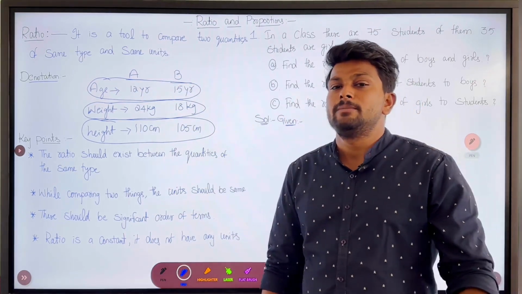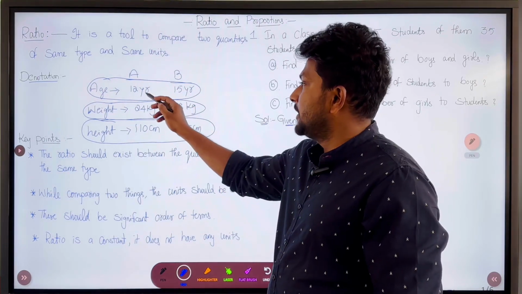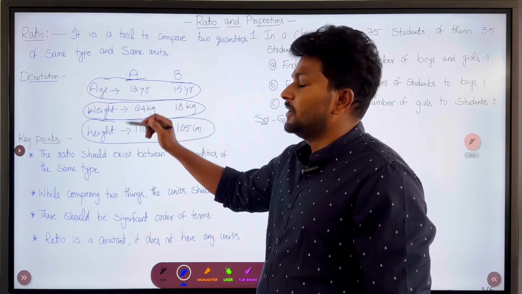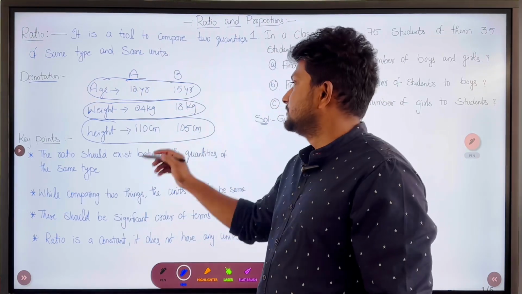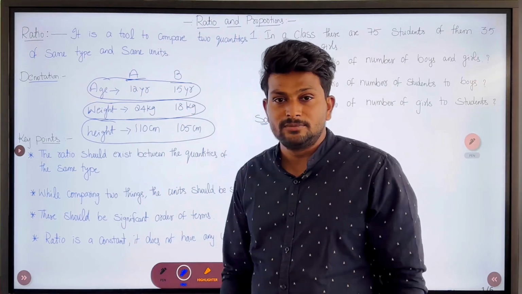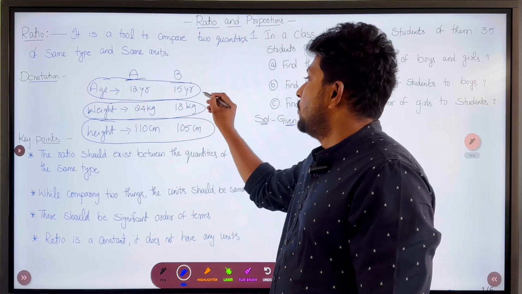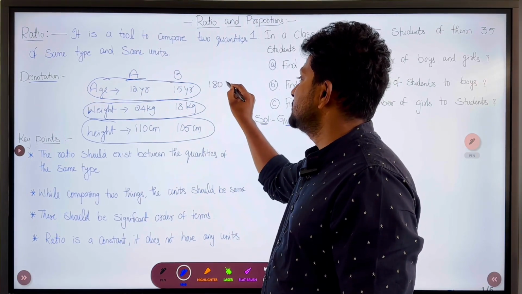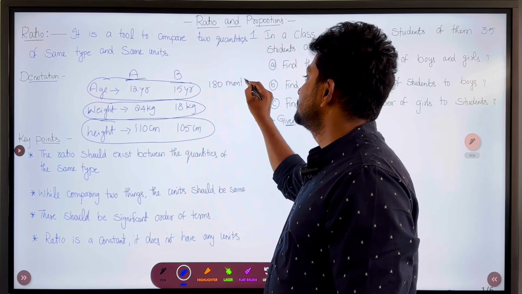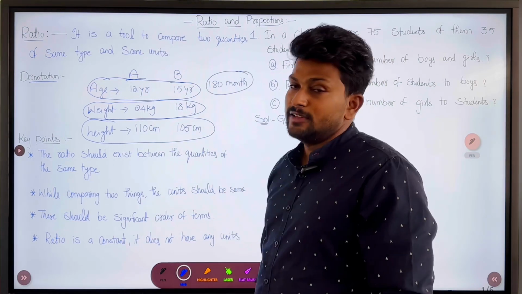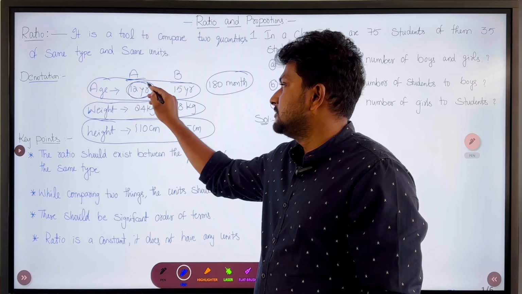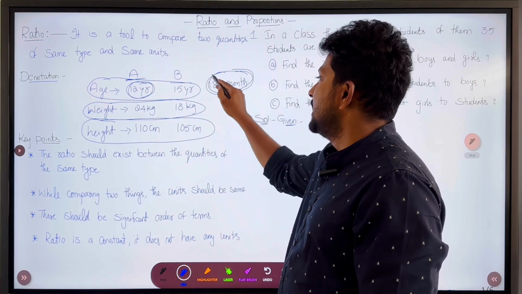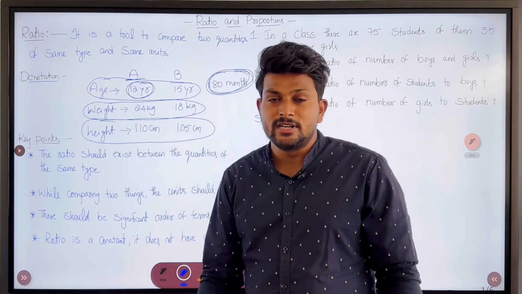So what is meant by same units? For example, if I consider A in terms of years, 12 years, and B in terms of months, 15 years means how many months? 15 years means 180 months. So this is not a fair comparison. One person we have taken in years, for another person we are choosing in months. So it is not a fair comparison.